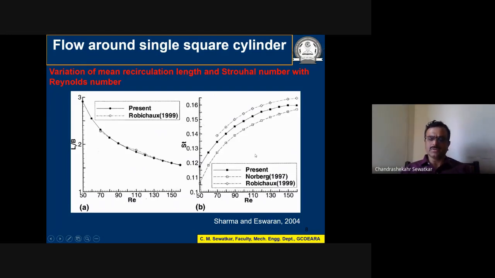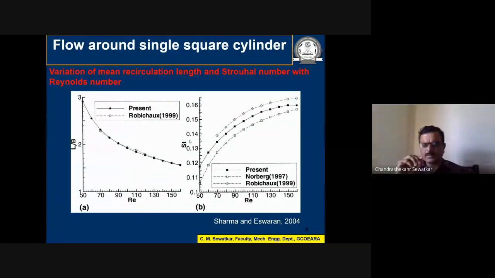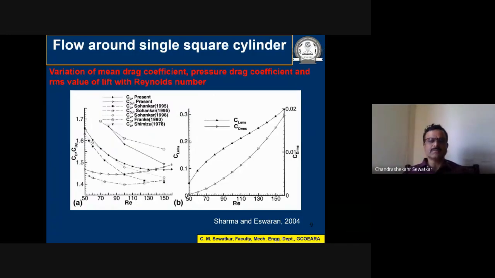That's the value for Re equal to 100. So at Reynolds number of 100, my Strouhal number for a simple square cylinder is of the order of 0.148, and this Strouhal number is nothing but the frequency of vortex shedding. This frequency of vortex shedding is very important to us, because with change in the vortex shedding frequency, the nature of the forces experienced by the body changes. We will see that in due course of time.